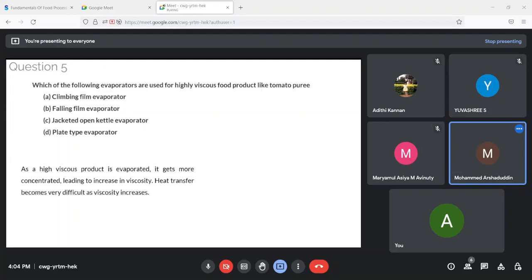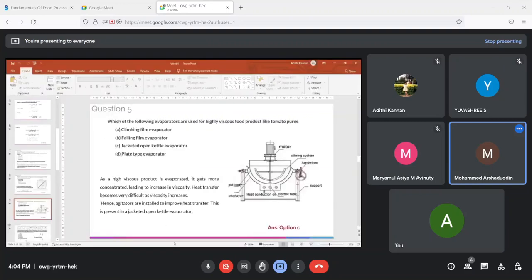So when you heat a highly viscous product, your water content in the product starts evaporating. So this will result in a more concentration of the product. So what was already viscous will actually become more viscous due to heating.